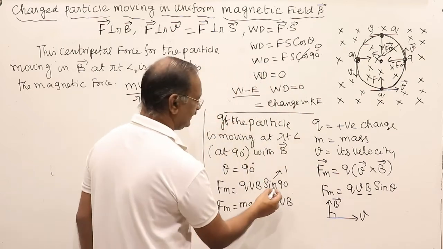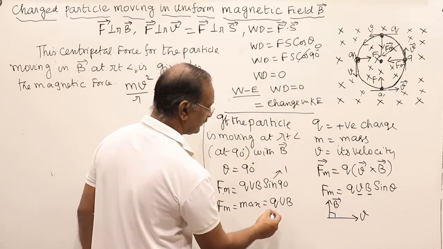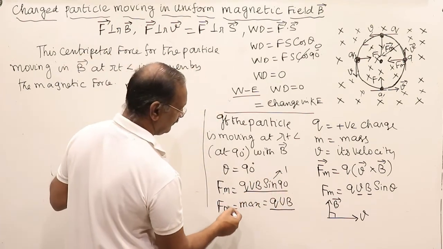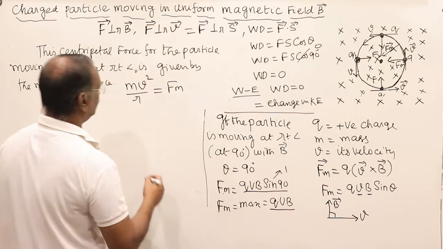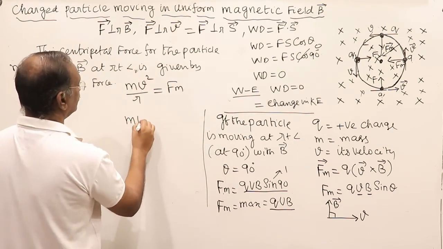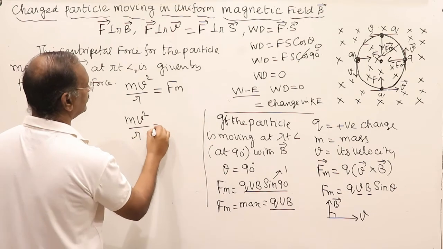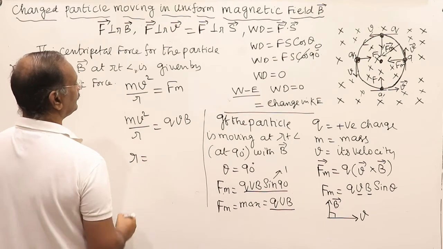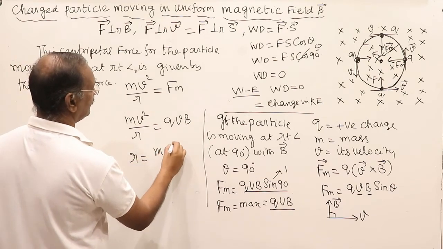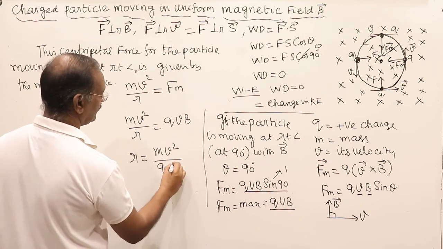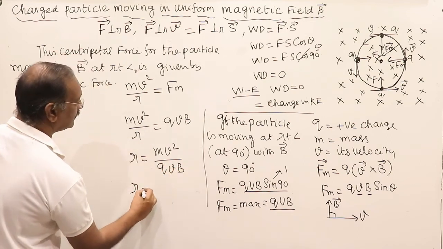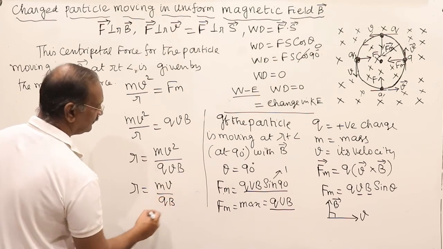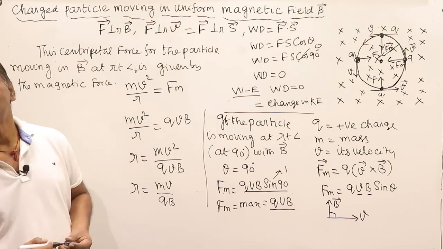If it is 90 degree, Fm is equal to qvB, because we put here 90 degree, sin 90 is equal to 1, so maximum force is equal to qvB. So we can write mv square by r is equal to q into v into B. With this we can find out r. r is equal to mv square by q into v into B, or r is equal to mv by qB, where B is the magnetic field, q is the charge.